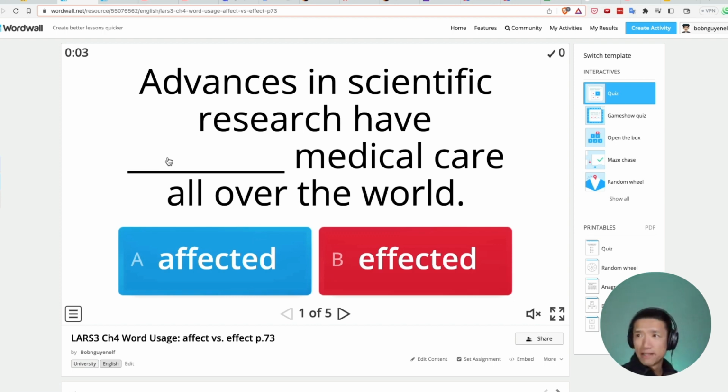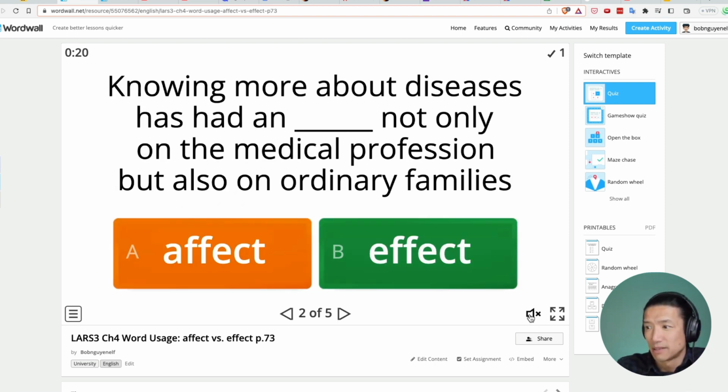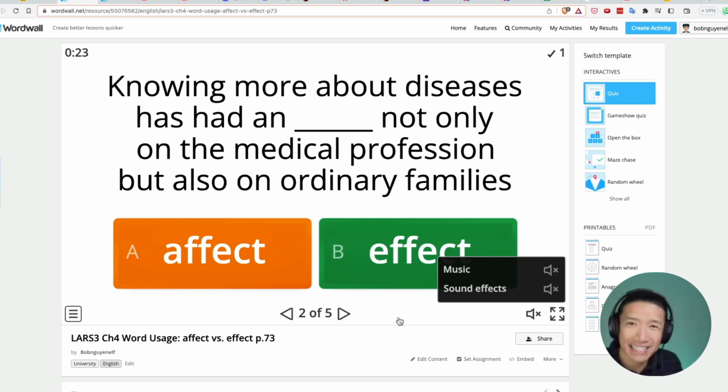It's a quiz. And it's in the same order? Yes. So let's do it like this. Advances in scientific research have affected medical care all over the world, or affected? Affected. It's a verb, right? Has, we're using that, it's a present perfect. My brain. Knowing more about diseases has had an.